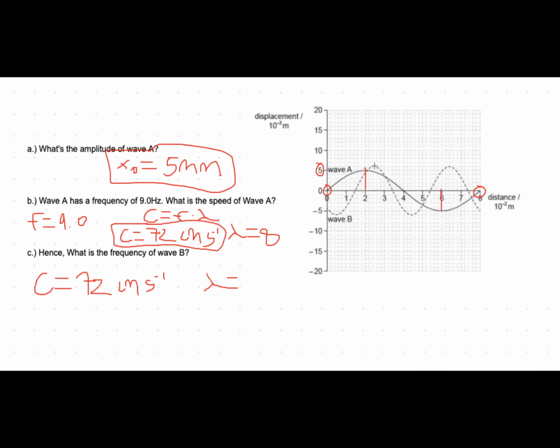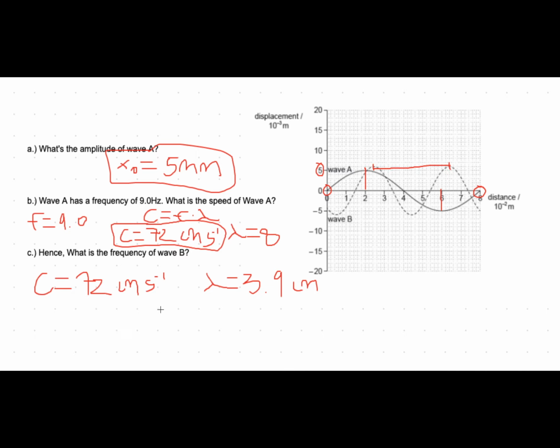So here we do have 2 troughs and 2 crests. If we measure this distance, we get somewhere around 3.8 to 4.0 centimeters, because the unit now is times 10 to the negative second. So we can say somewhere in between, which is 3.9 centimeters.